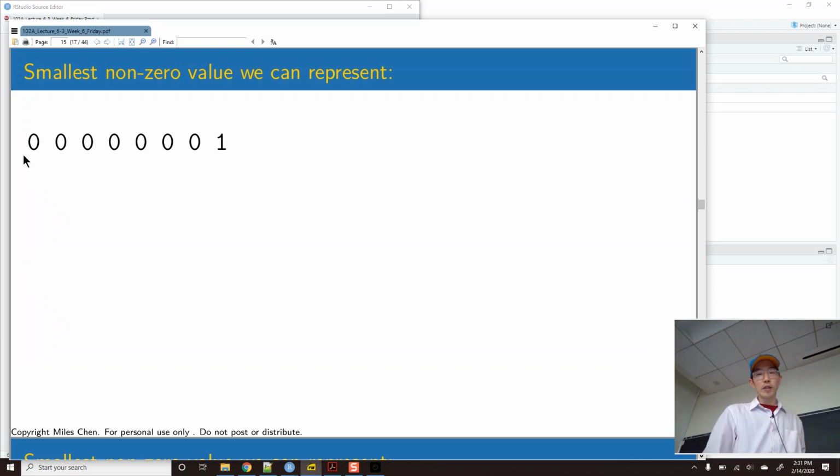All right, so this would be the smallest non-zero value that we can represent. What is this? What fractional number is this?